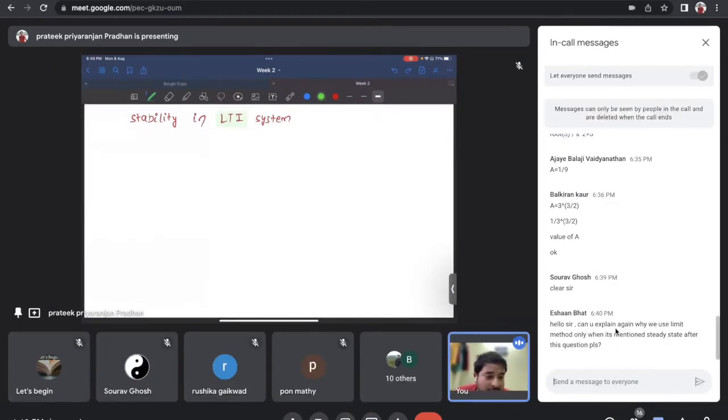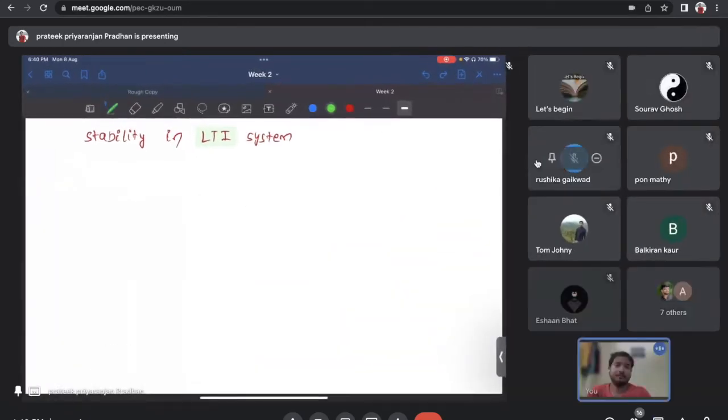Ishan says, hello sir, can you explain again why you use the limit method only for steady state? Yeah, sure. I will be mentioning that.